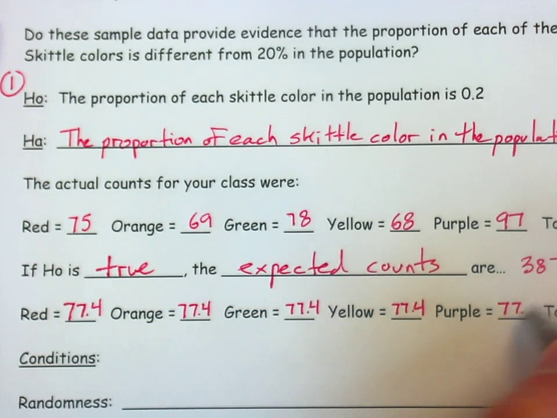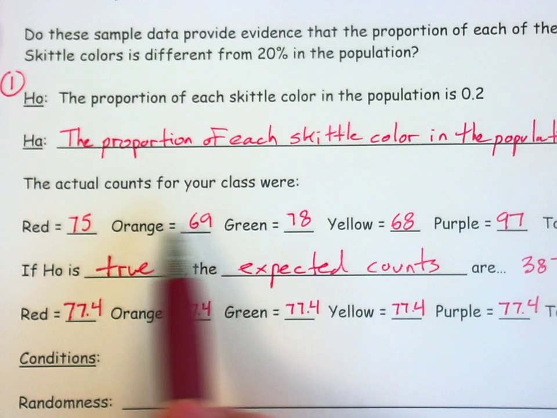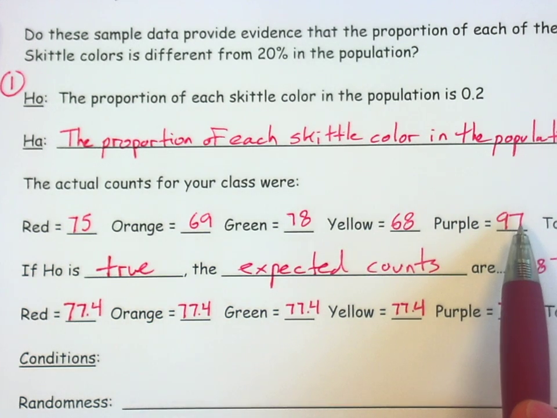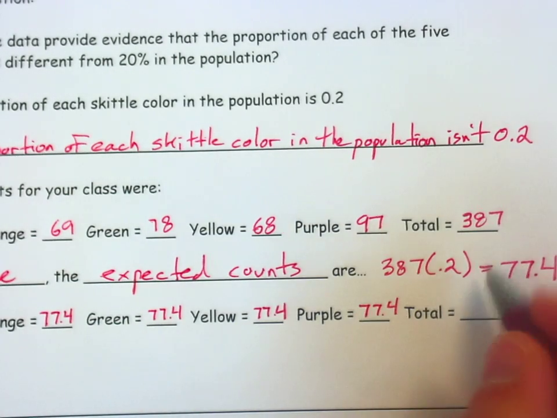Now, there is natural variability, so our samples won't always nail what we are expecting to get. The question then becomes, are these values that we saw in our sample different enough from what we expect that we believe we have evidence to reject the null hypothesis in favor of the alternative? Either way, we have a total of 387.